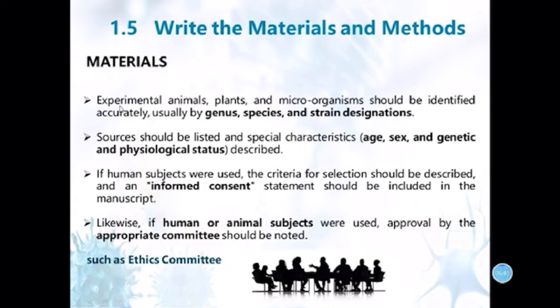Also, experimental animals, plants, and microorganisms should be identified accurately, usually by genus, species, and strain designations. Sources should be listed and special characteristics like age, sex, genetic, and physiological status described. All these kinds of special characteristics.